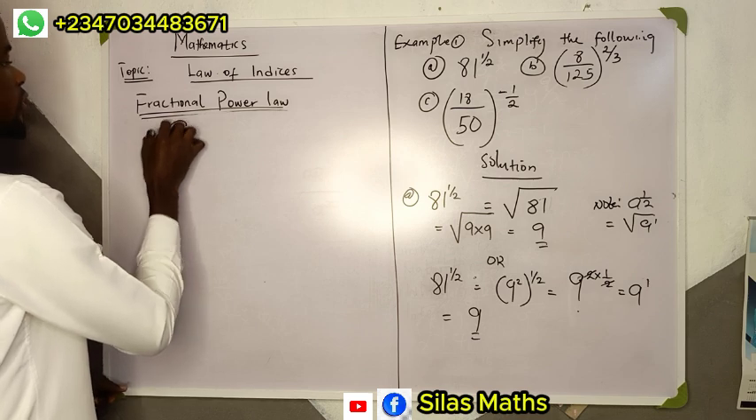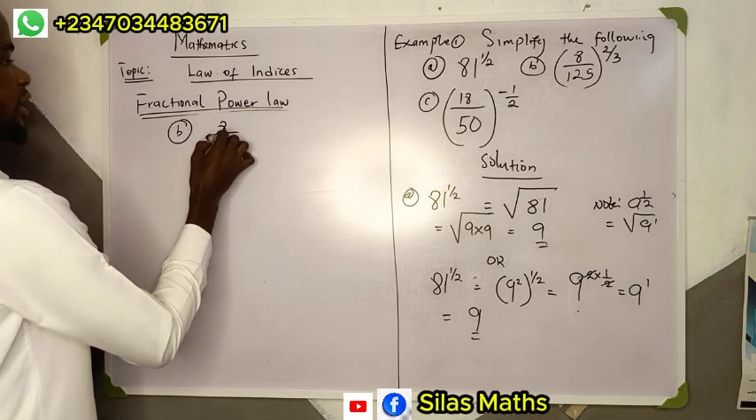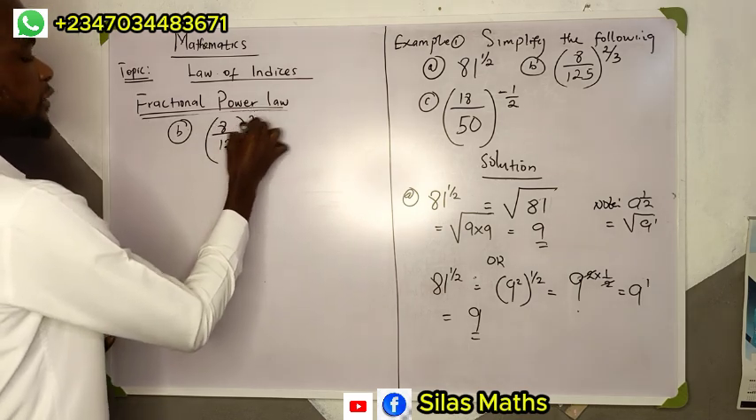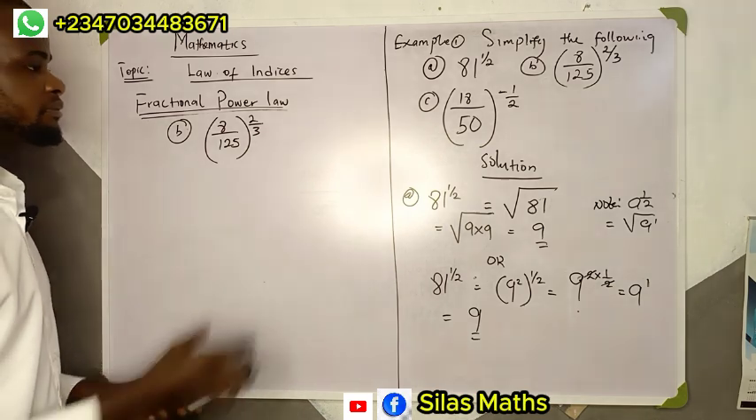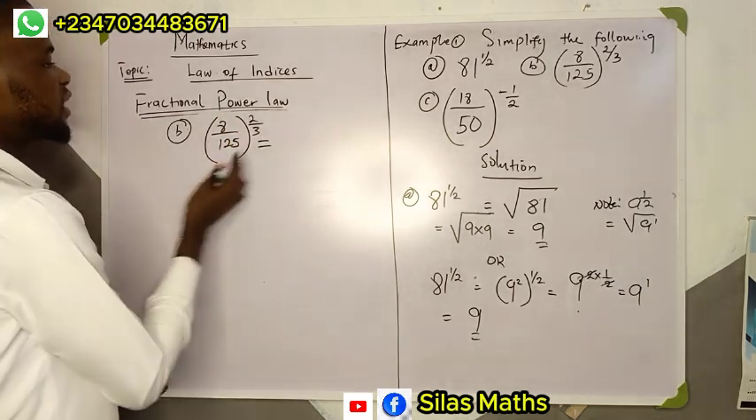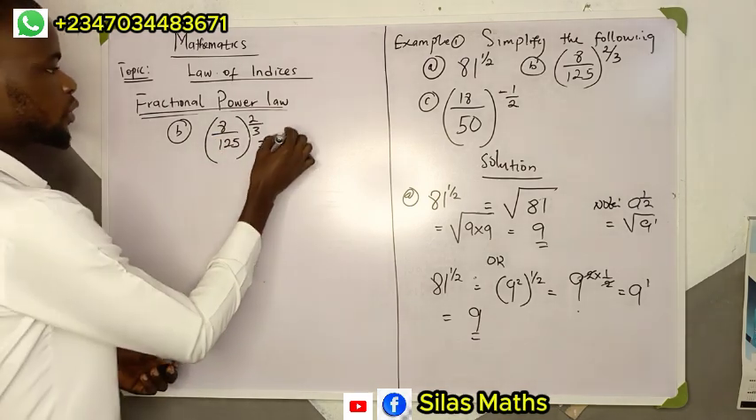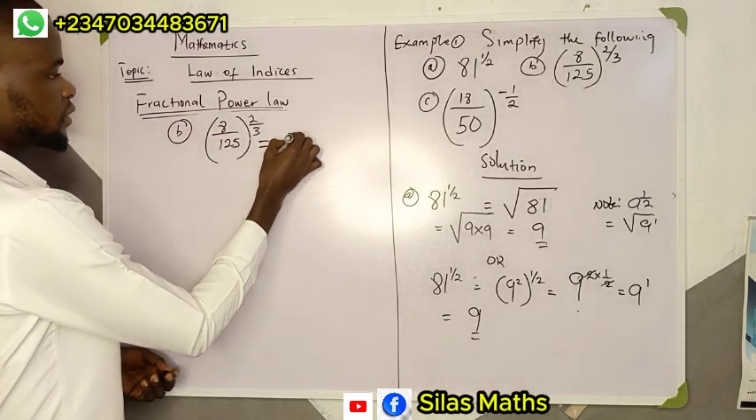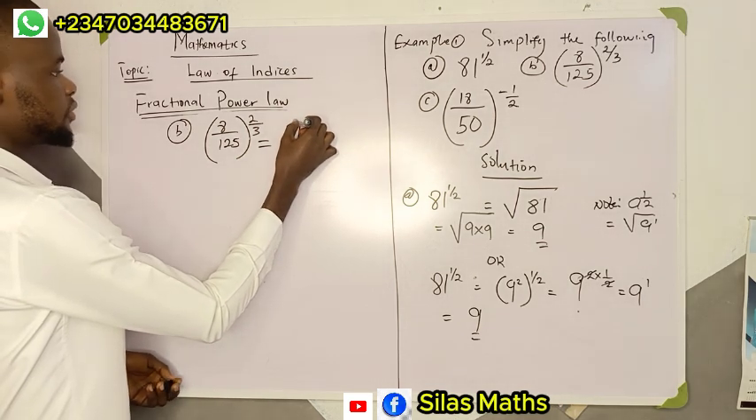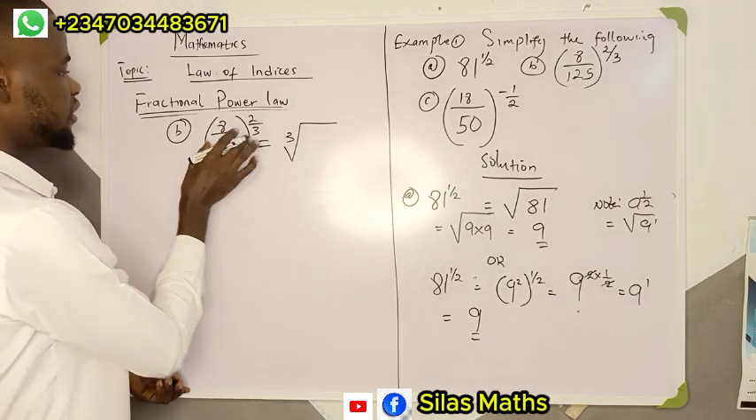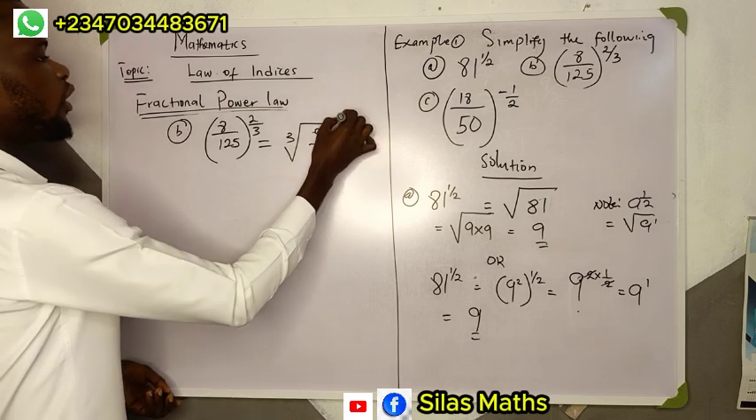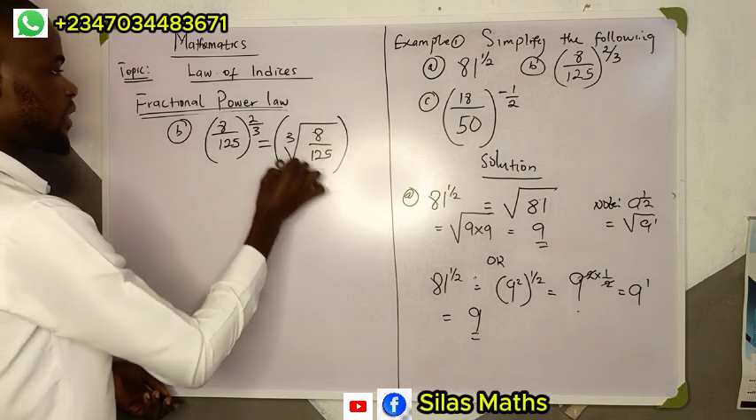So number 2, we have the question: 8 over 125 all to the power of 2 over 3. So how do we do that? Applying the fractional power law, we simplify further, and that gives us the third root. We'll say the cube root of the number inside, which is 8 over 125, all to the power of 2.